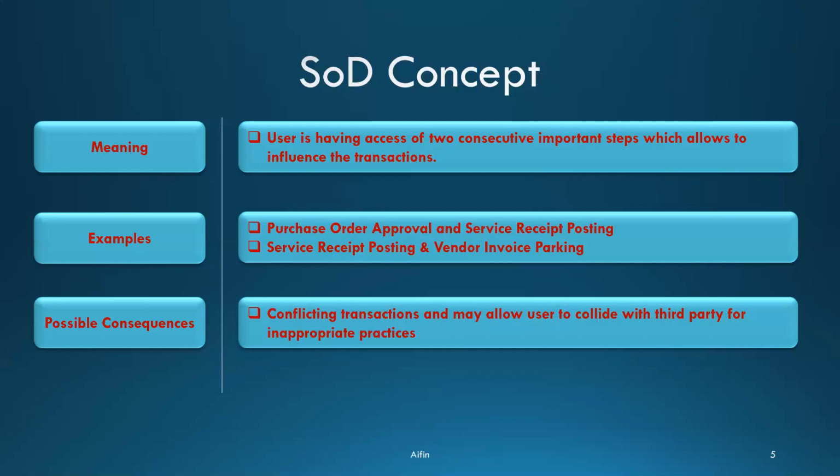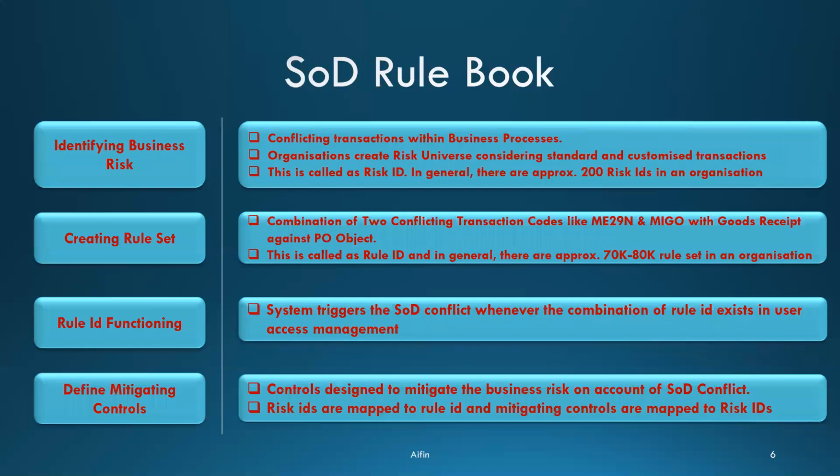And at times we need to set up some kind of monitoring mechanism to ensure things are not going out of control. That's where we need to understand the overall rule book concept, how the rule book works, and how exactly the system throws whether there is an SOD conflict or not. And as an auditor, how would you go about understanding, okay, this is how the SOD rule book should have been designed, and it has been designed this way, where is the gap around it?